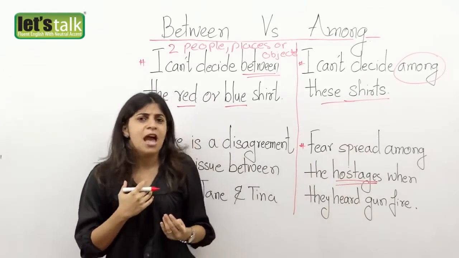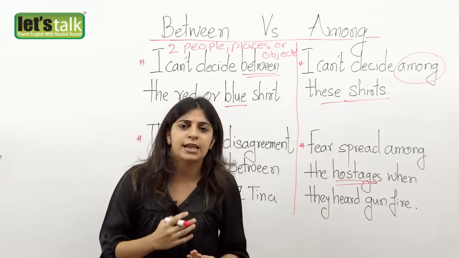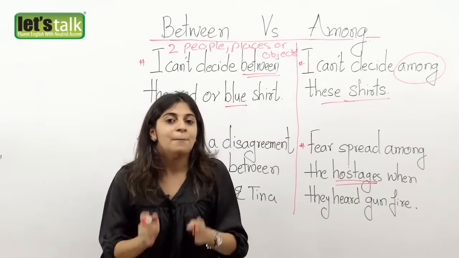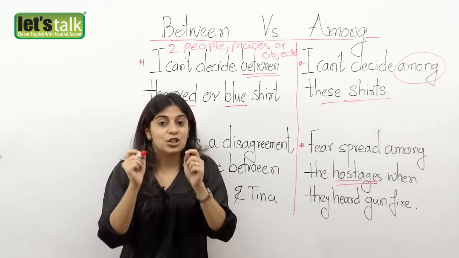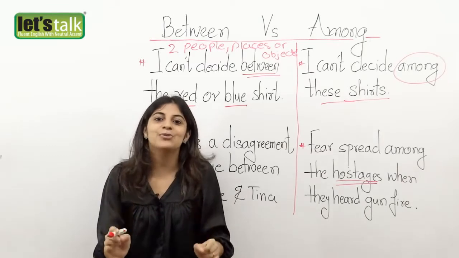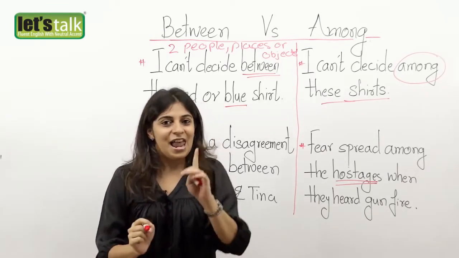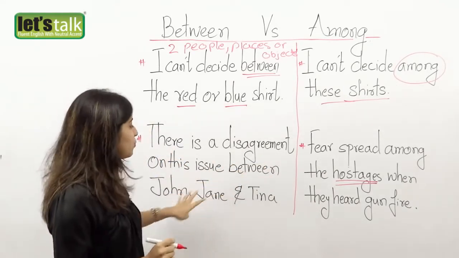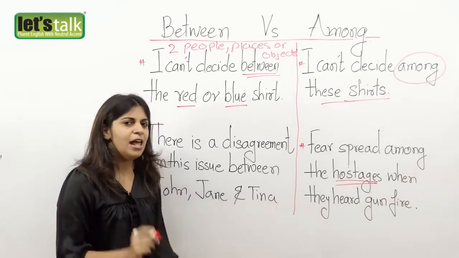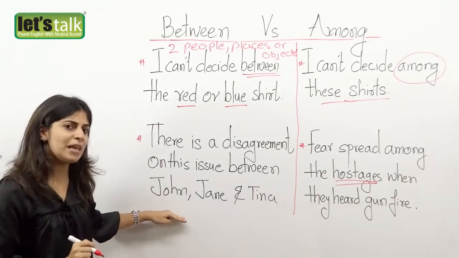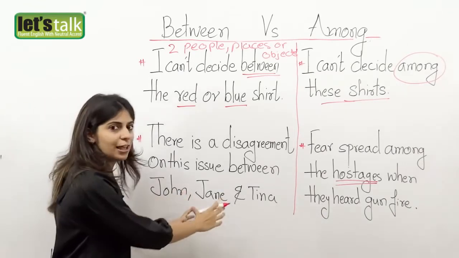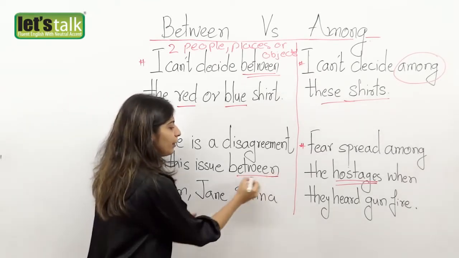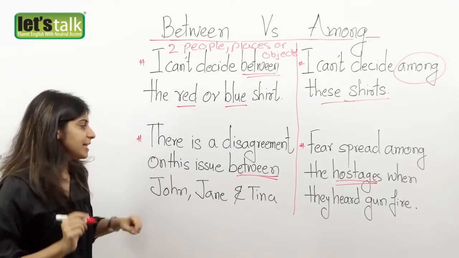Now, if I was about to tell you a secret, I would say, just keep this between you and me. So here I use the word between because only two people are involved, that is you and me. Now here I have an example for you. There is a disagreement on this issue between John, Jane, and Tina. Now you would ask that there are more than two people here, right? It's not just John and Jane, but there's another third person, Tina. So why have I used the word between here? Let me explain this to you.